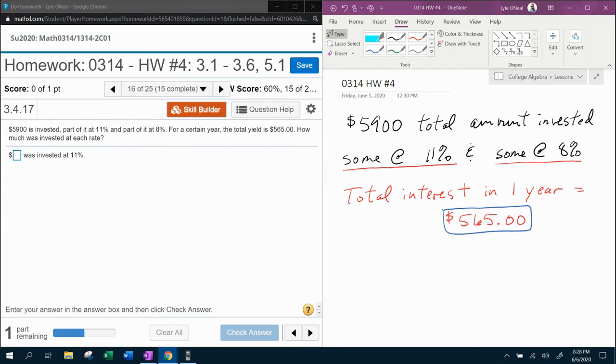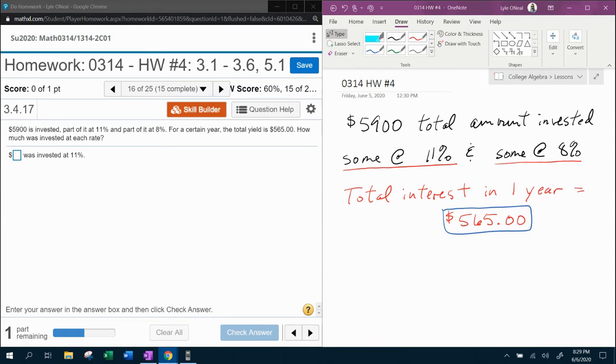It says we have $5,900 invested, part of it at 11% and part of it at 8%. For a certain year, the total yield is $565. How much was invested at each rate? And so over here, I have rewritten the important information in a way that makes sense to me.